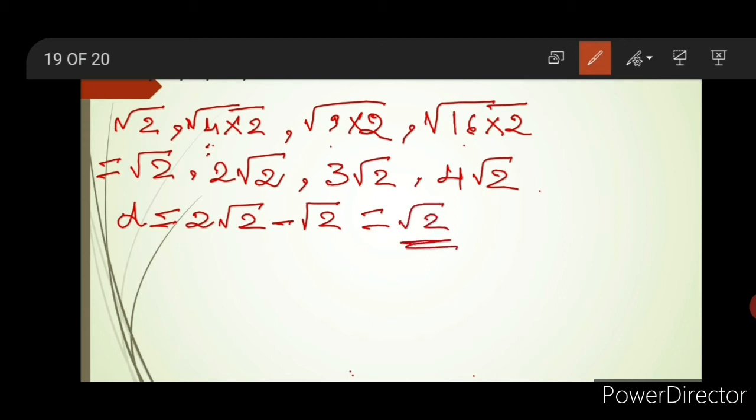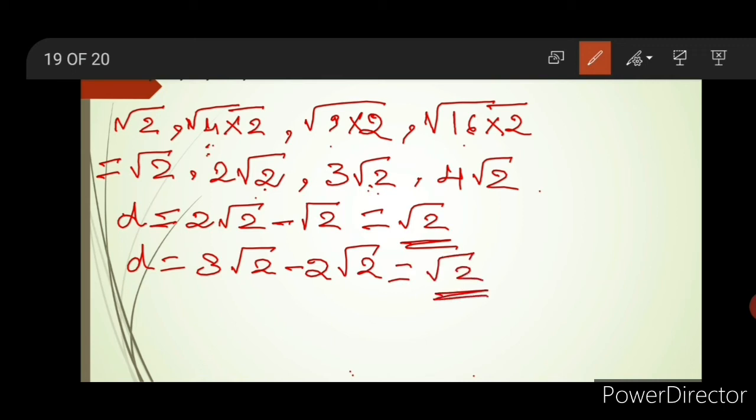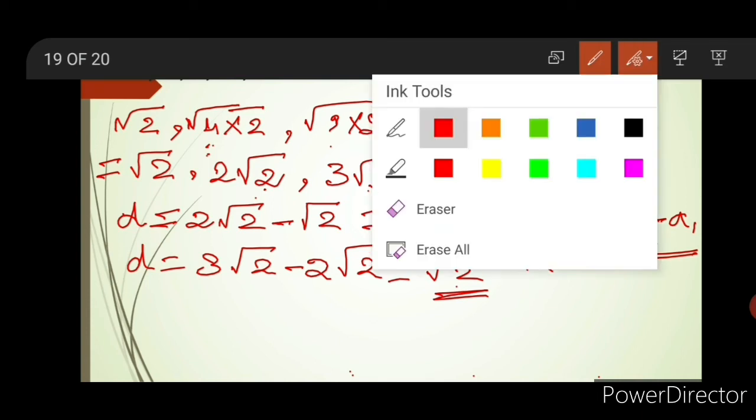Again, in the second and third term, what is the common difference? 3 root 2 minus 2 root 2 is equal to what? Again it is also root 2. So D is the same, because A3 minus A2 is equal to A2 minus A1. Therefore they are in AP, and the value of D is root 2.